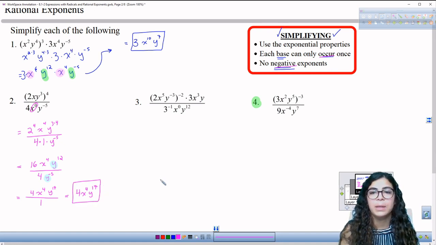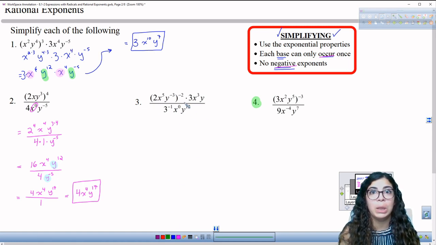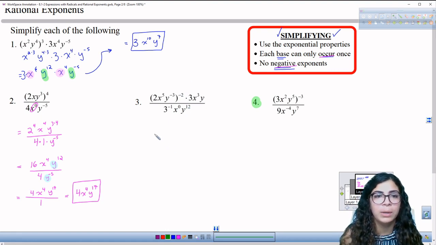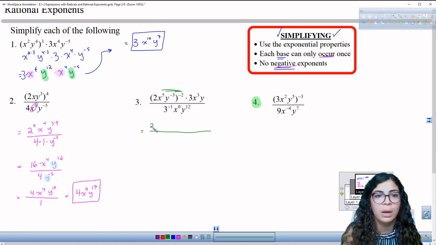All right. Moving right along, let's take a look at number 3. For number 3, we have a lot going on. Again, just do this a little bit at a time, okay? So first start with the power of a power. I suggest that always, just because you can simplify that a little bit further, right? So I'm going to distribute that power to all of the different numbers and variables inside.